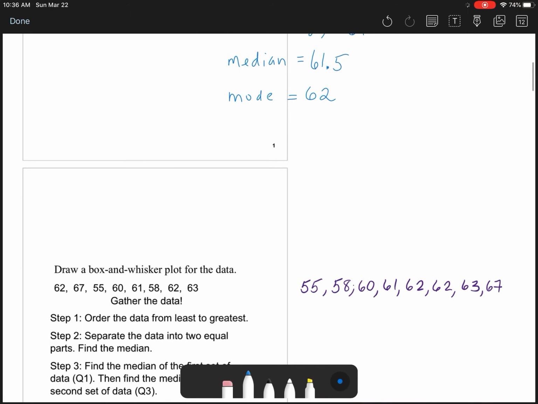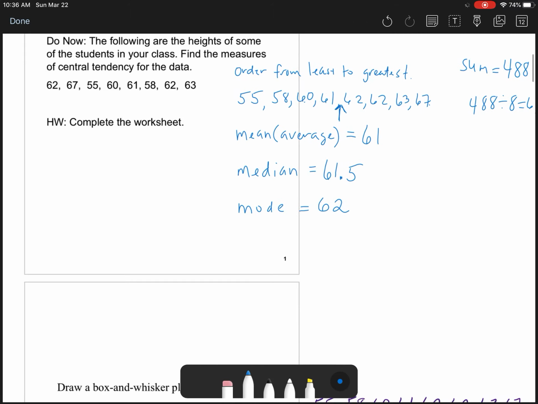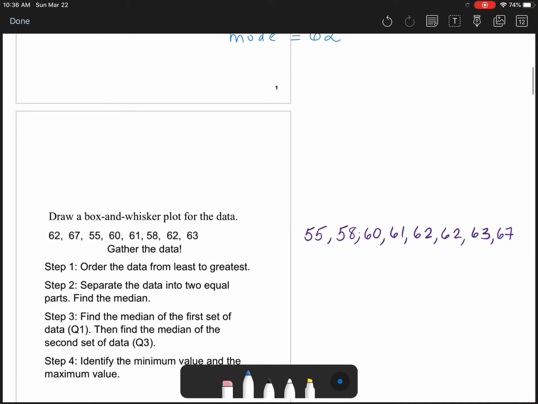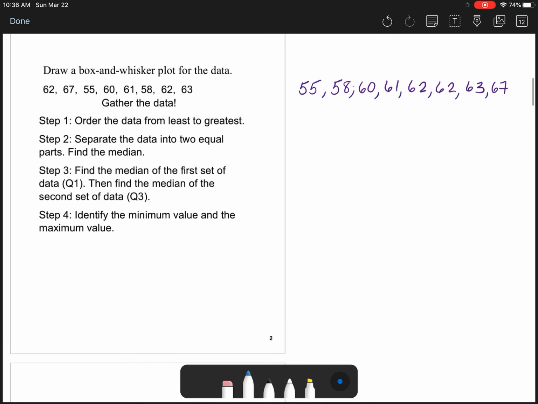Okay, so that's what you should have gotten for the do now. Don't pay any attention to the homework complete. You don't need to complete a worksheet because there is no worksheet.